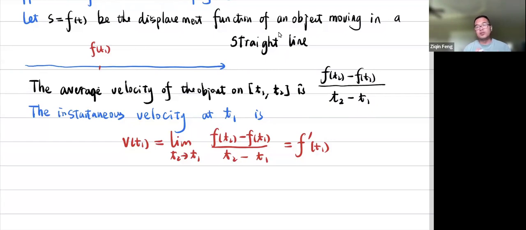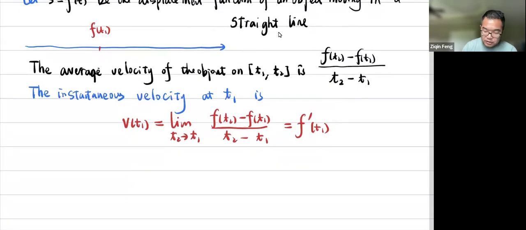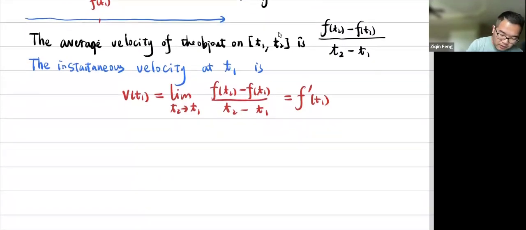And clearly, if you want to know the acceleration, that will be the derivative of the velocity function. That's the average change of the velocity, and taking a limit, you get acceleration. So that's the application here. Let's see one more example, on how we figure out the velocity of an object if we know the displacement function.